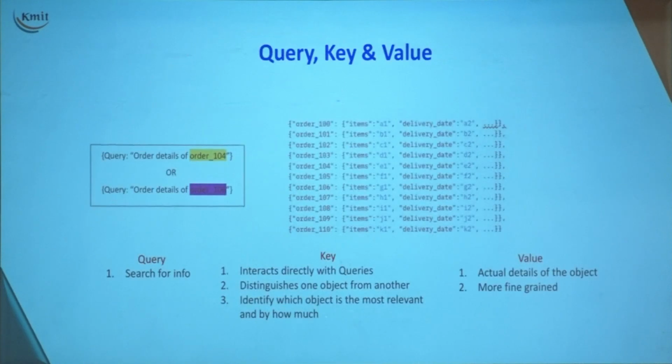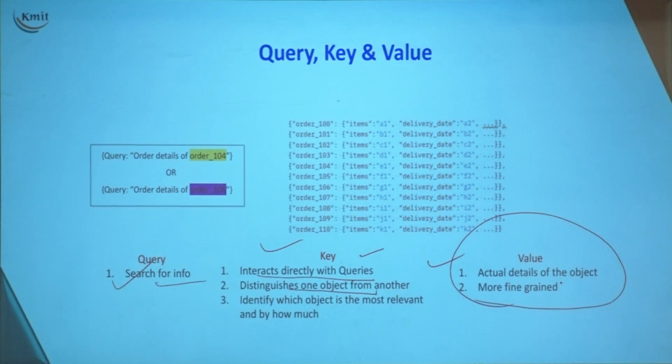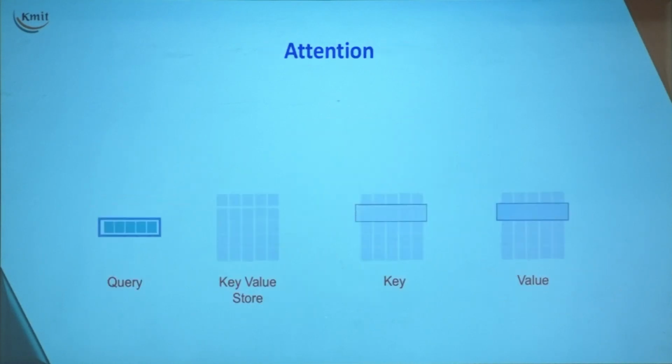Okay. What do I do next? I'll understand what is query, what is key, what is value. Query is what? Search for the information. Keys interact directly with the queries and distinguish one object from the other. What are the values? The actual details of the keys and queries that are generated.